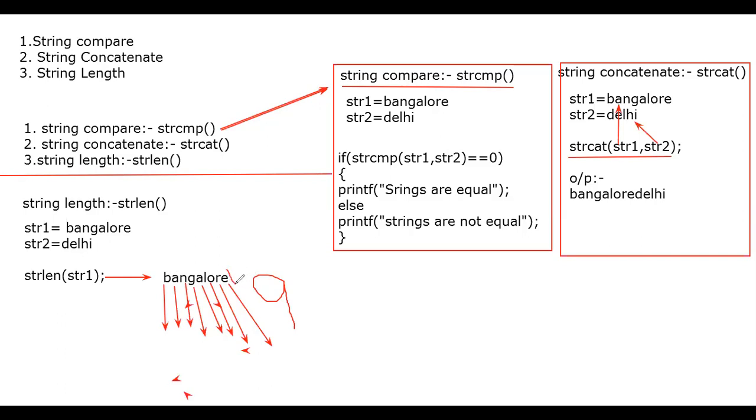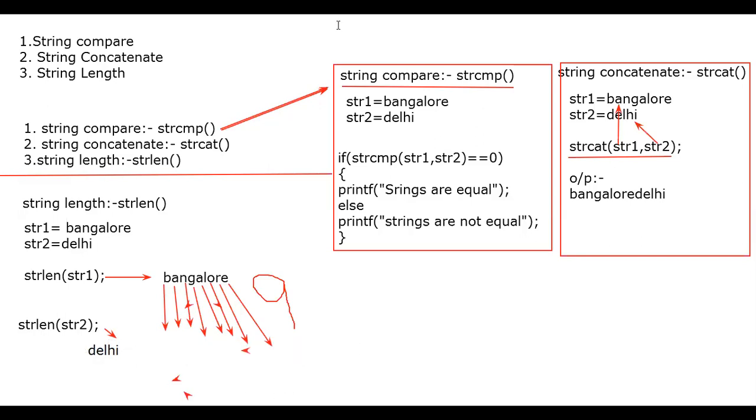At last, we know the string is going to end with the null character. Next, to go for a consideration of strlen of str2, when you consider this string length, we have considered it as Delhi.